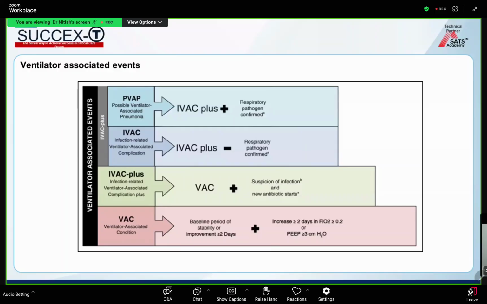Ventilator associated condition is nothing but a ventilator associated event along with a drop in oxygenation, say your FiO2 has increased or your PEEP has increased; that is a VAC. If your ventilator associated condition has a strong suspicion for infection, or if you have started the patient on an antibiotic, then that becomes an IVAC, which is infection related ventilator associated complication. If you have a diagnosed pathogen in your ET aspirate, then it becomes a possible ventilator associated pneumonia. This is only for surveillance, not for your clinical management.